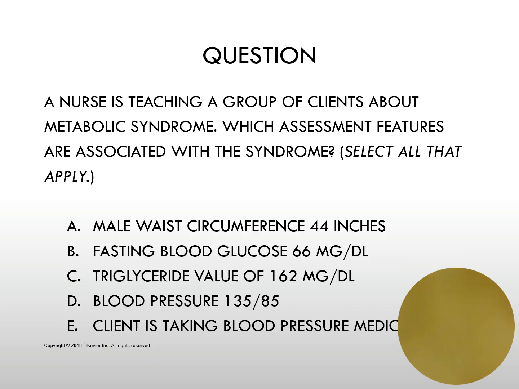A nurse is teaching a group of clients about metabolic syndrome. Which assessment features are going to be associated with this syndrome? Select all that apply. Male waist circumference of 44 inches. Fasting blood glucose of 66. Triglyceride value of 162. Blood pressure of 135/85. Client is taking blood pressure medication.